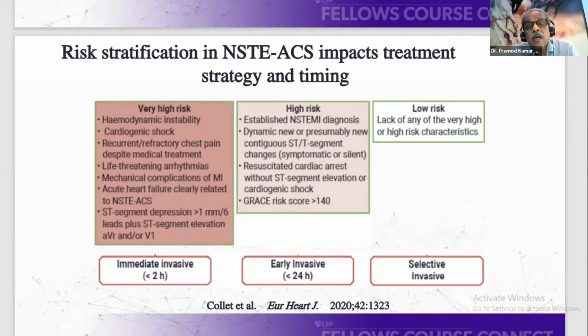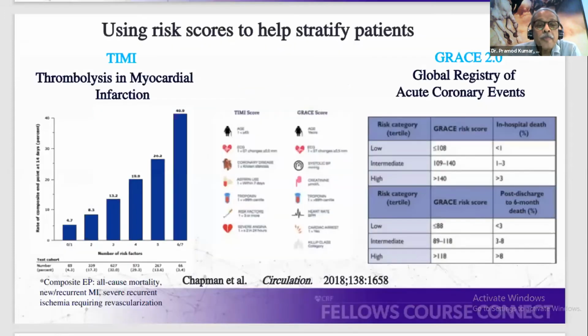This is again a group where, if you still feel that you have a very high suspicion of ACS, there are a lot of risk factors. This is a group where CT coronary angiogram has a very important role to play. Now the risk scoring, the two most popular, there are at least 8 to 10: TIMI, thrombolysis and myocardial infarction risk scoring, and then there is GRACE 2.